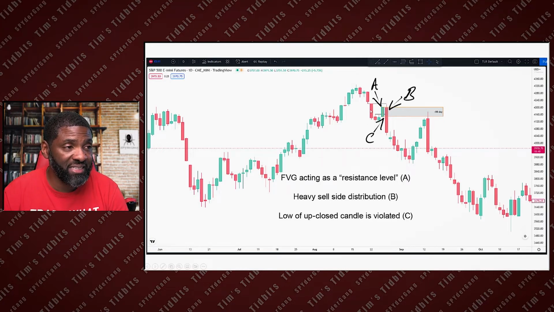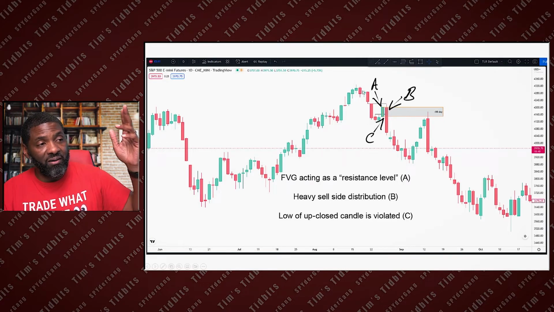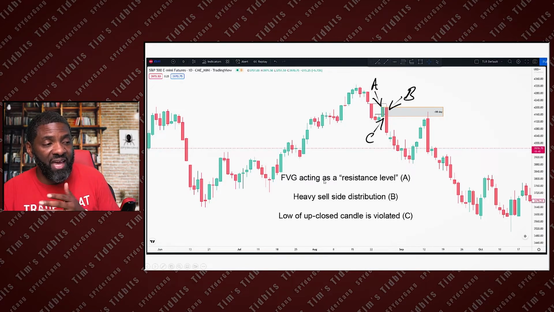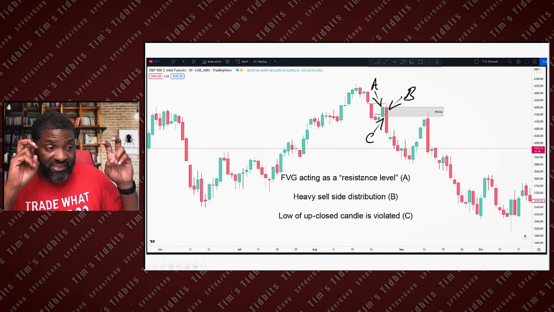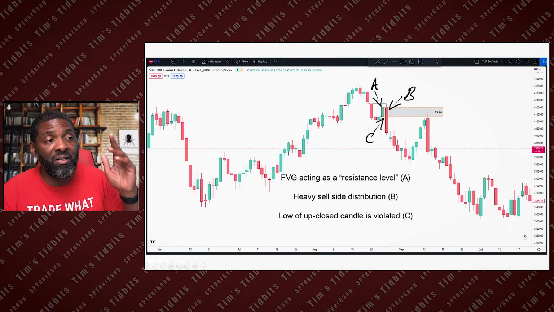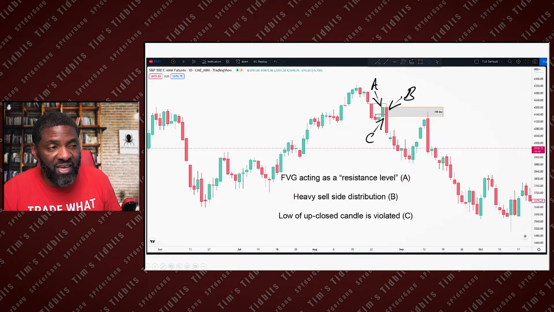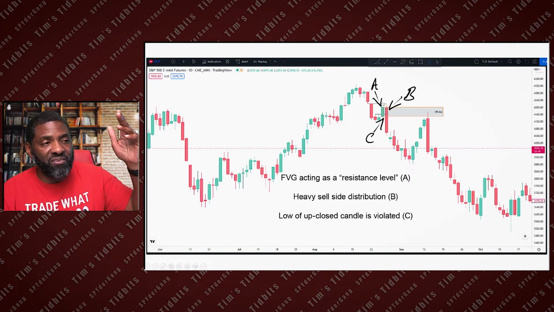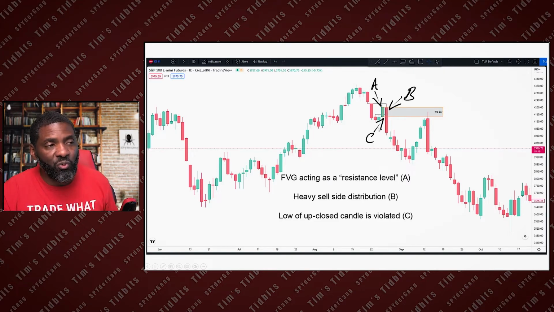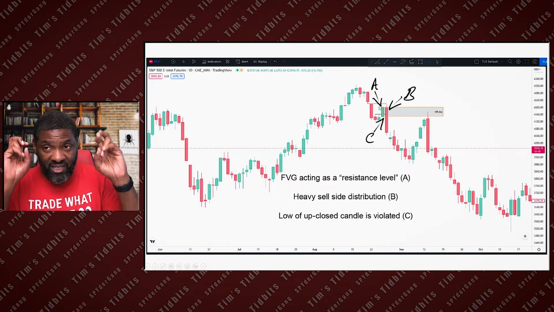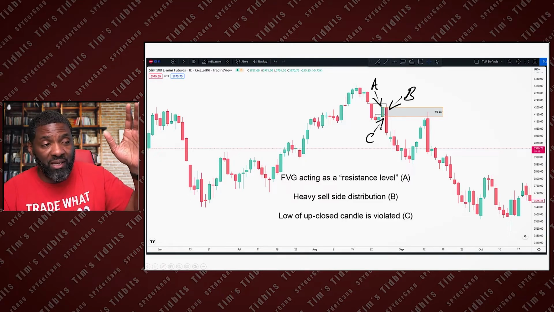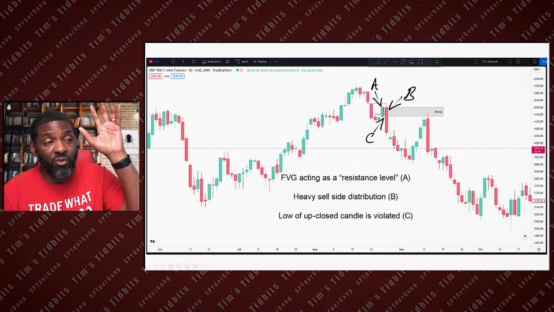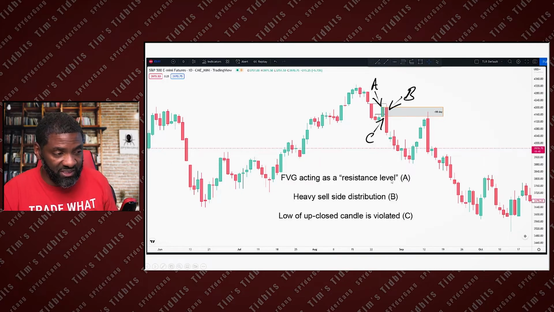So here we are in price action. As you see, price came up to this fair value gap acting as resistance level A. So we came up to a fair value gap. That's the bottom of the gap. So this is the support of the fair value gap. This is the resistance of the fair value gap, or the bottom or the top. So we came up into a PDA, coming up into resistance. It's a premium PDA. We're coming into a premium PDA. So that's resistance. Fair value gap acting as resistance.